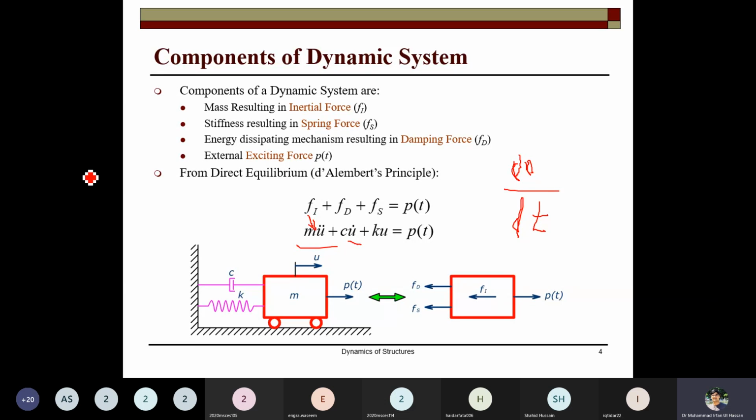If you want to draw the free body diagram of this system, p(t) is the applied load, shown in this direction. Fi is the inertial force, Fd is the damping force, and Fs is the spring force.